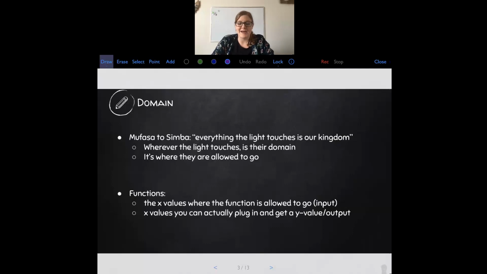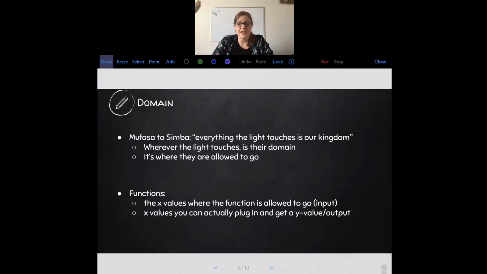With domain, there's a scene in The Lion King that I always think of when we go over domain. Mufasa, who is the king, says to his son Simba as they're looking out, I think they're up on a big rock, "Everything the light touches is our kingdom." Another way of putting that is wherever the light touches is their domain. It's where they are allowed to go. It's where they rule and reign. But anyway, just think of it as where they are allowed to go.